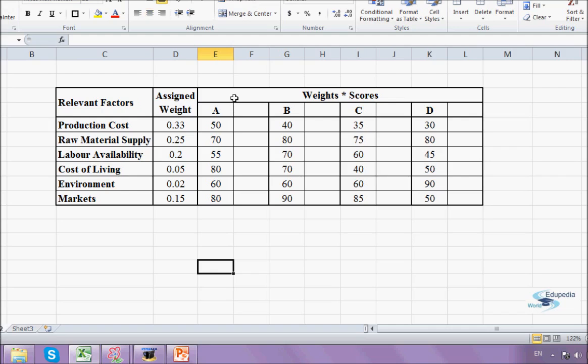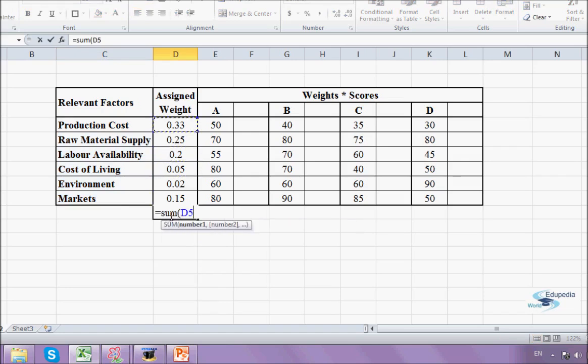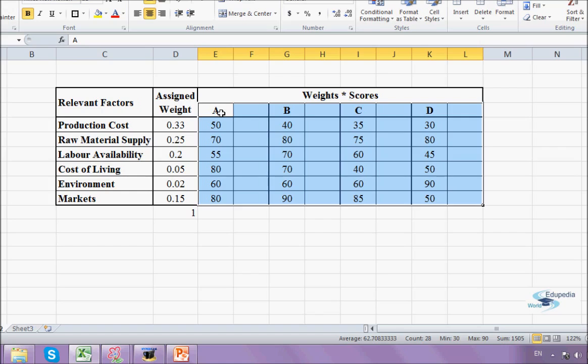Alright, so let's do it together here on an Excel sheet. We have these 6 factors, and you see we have the cost as well as the intangible ones like the cost of living, or the environment and the availability of labor and so on. Okay, the weights, this time the sum of the weight is 1. Let's see if it is or not. The sum of the weights, yeah, the sum of the weight is 1. And then we have the 4 different locations A, B, C and D, and their scores given in the columns here.